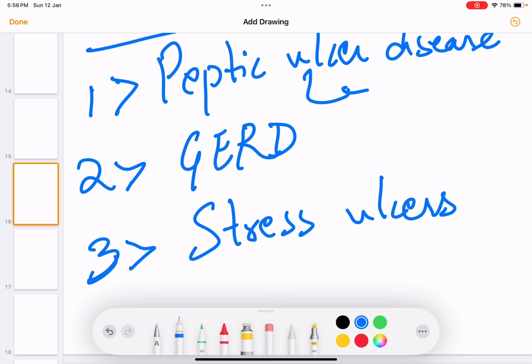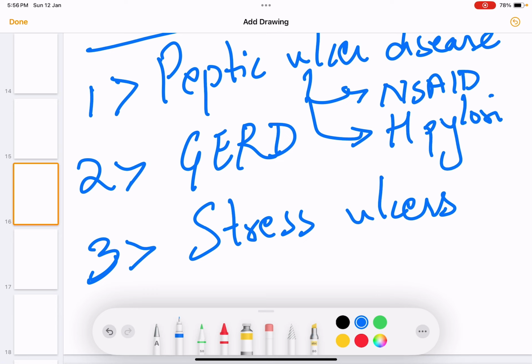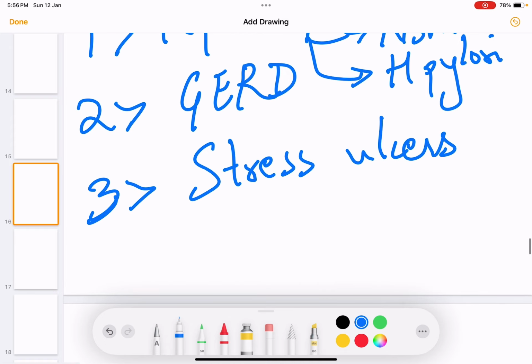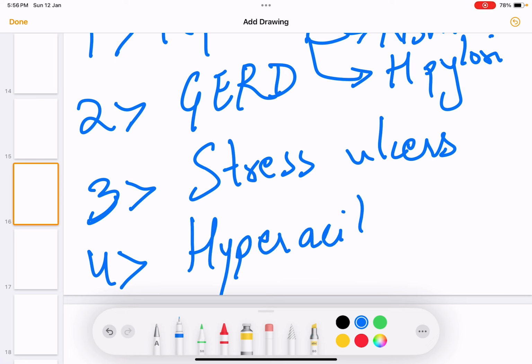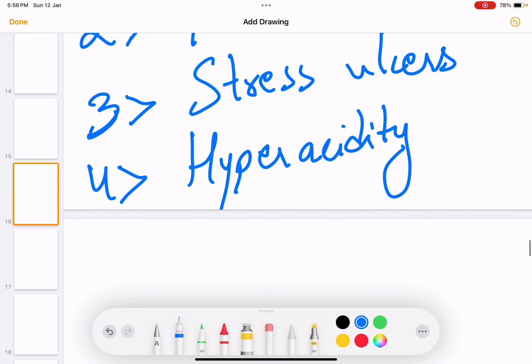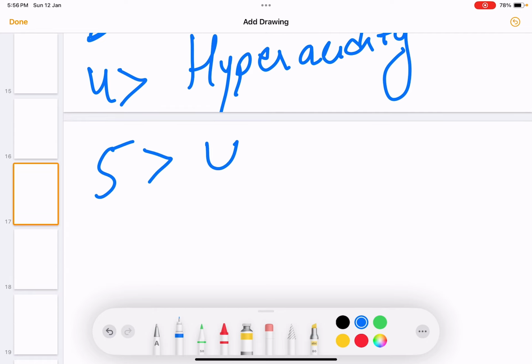In peptic ulcer disease, they can be used for both NSAID induced and H. pylori induced ulcers. The third one is stress ulcers. The fourth one is just hyperacidity. And the fifth use is urticaria. Urticaria is kind of an allergic condition which is mediated by histamine, so H2 blockers can be used in its treatment.